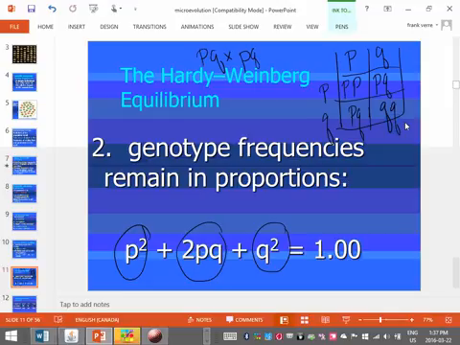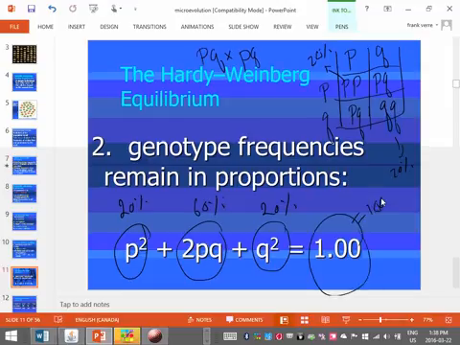Now, there's only 3 genotypes, and they have to add up to 100%. So, if, for instance, 20% are homozygous dominant, and 20% are homozygous recessive, that means 60% would have to be heterozygous. Okay? So far, so good? Yep. So if this is 20% and this is 20%, then this has to be 60%. Okay? Now, this is the frequency. 1 is the same as 100%. Okay? All right?